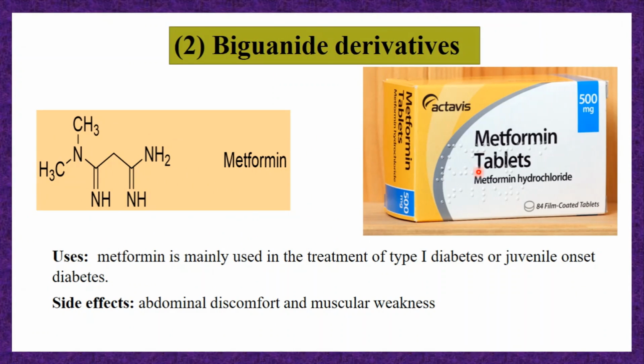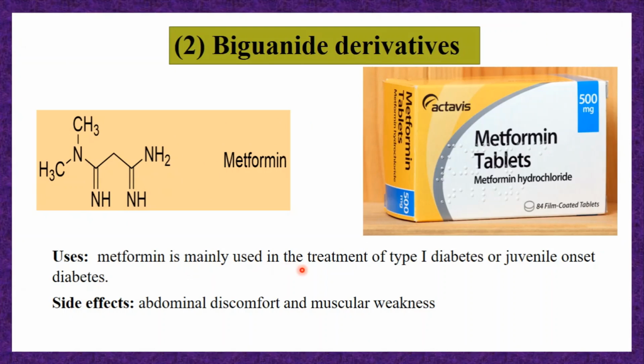The doctor is preferring combination therapy in management of other types of diabetes. And the side effects are that it causes abdominal discomfort and muscular weakness. These are the two side effects. So this is about the second class, the biguanide derivative, and the example is metformin.